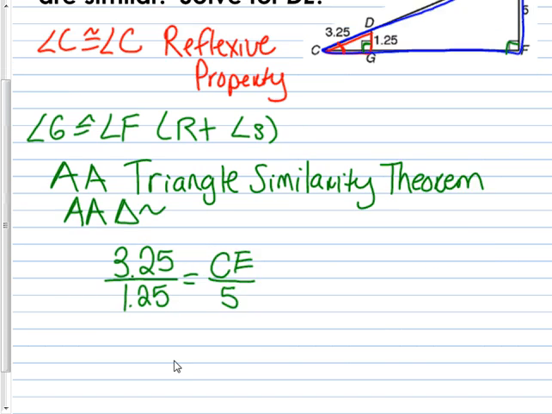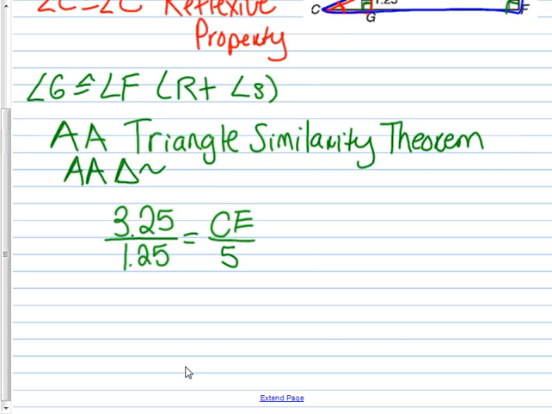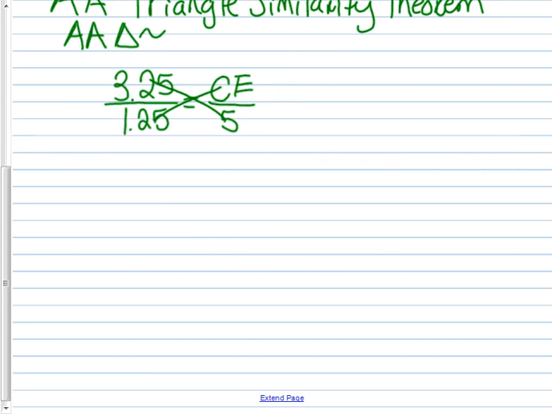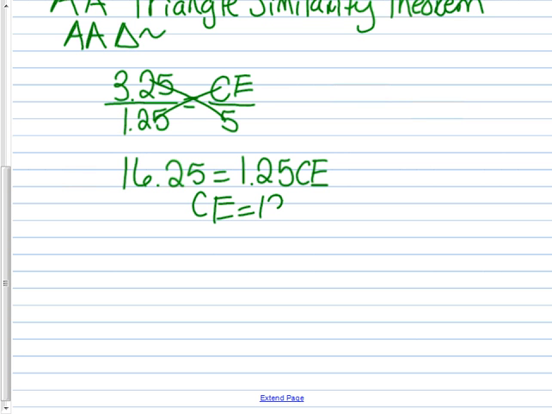So we're going to cross multiply. Extend that page a little bit more. And on the left, 5 times 3.25, I have 16.25. And on the right, I have 1.25 CE. And when I divide both sides by 1.25, I have that CE equals 13.